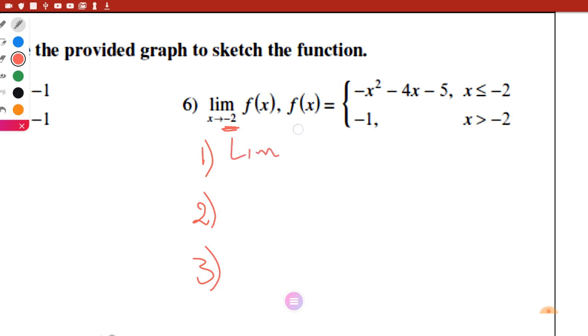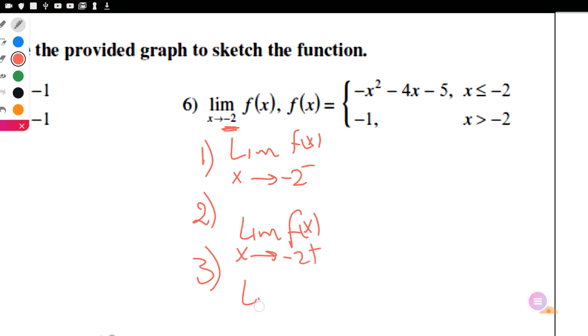Limit f of x when x approaches -2 from the left. Limit f of x when x approaches -2 from the right. Okay? Limit, 3 steps: f of x when x approaches -2. How to find it? Here, -2 from left. What is the meaning of from left? Less than. I have to replace in the rule such that x is less than -2.